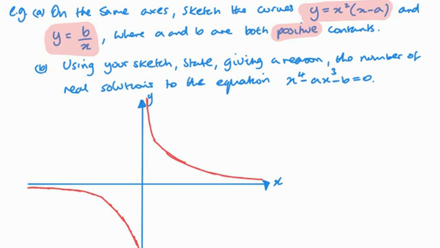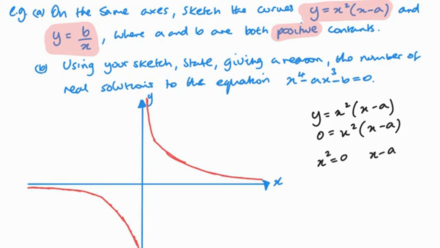Now the other graph is an x cubed graph, and if you think carefully about what's happening here, if I make y equals 0, so where it hits the x-axis, I would end up with this equation. So this means that x squared is equal to 0, or x minus a equals 0. So x equals a, and x equals 0. And remember, I like to put in that word twice there, just to remind me. So it's going to bounce off the axes at 0, 0, and it's going to cross the x-axis at a.